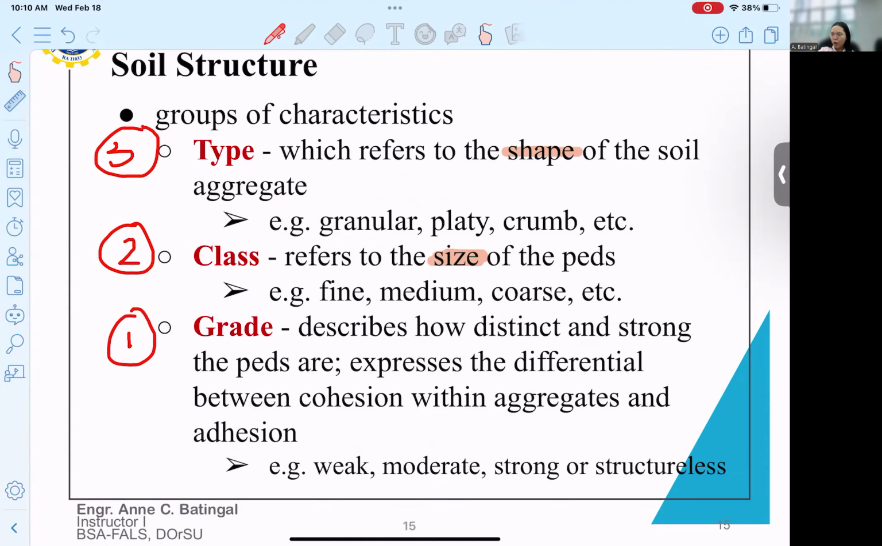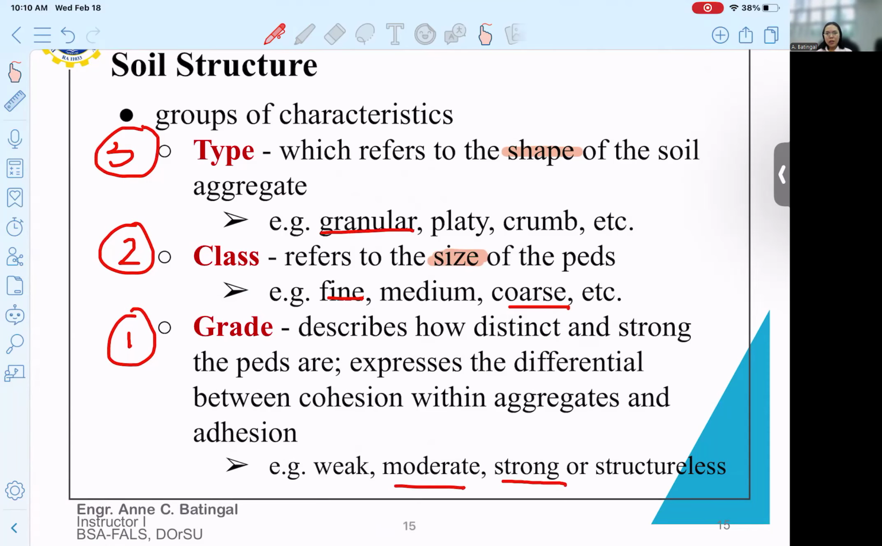Say for example, strong, coarse, prismatic structure, or moderate fine granular structure. So, again, imuhang soil structure, ginagamit na siya pag-describe sa imuhang certain soil sample or sa imong bed. So, the order of adjectives is your grade, next is your class, lastly is your type.